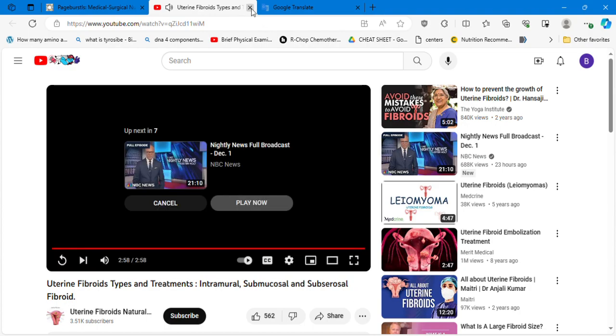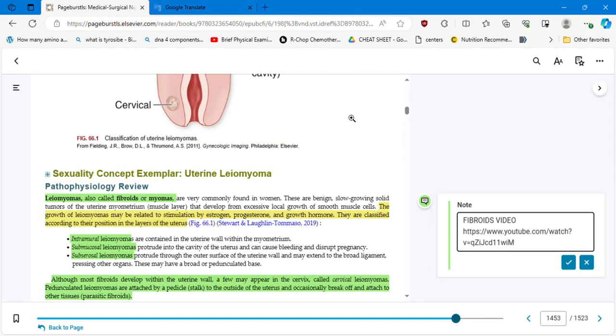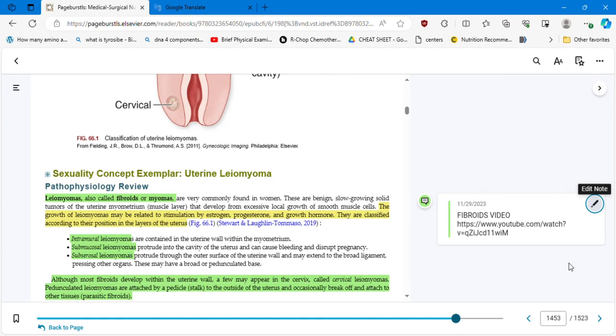Thank you so much. So we learned that fibroids are also called myomas or leiomyoma. Okay, so she explained that there are different types. Intramural leiomyomas are contained in the uterine wall within the myometrium. Submucosal leiomyomas protrude into the cavity of the uterus and can cause bleeding and disrupt pregnancy.